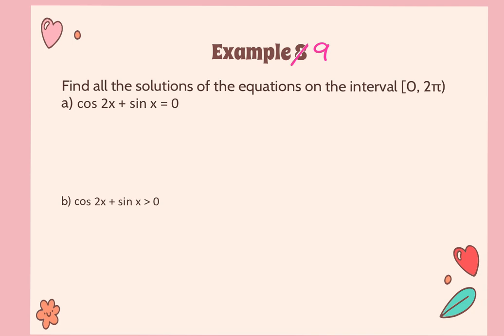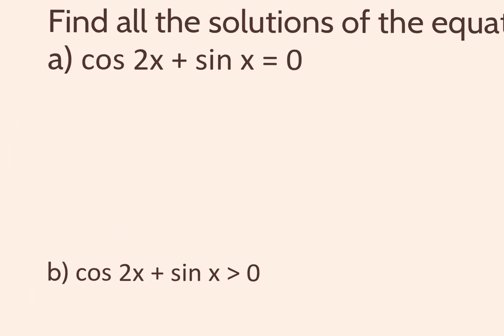All right, so now example 9 says find all the solutions of the equation on the interval 0 to 2 pi. So again, it gives you the interval. Now A has a combination of cosine 2u and sine. I hope at that point you don't try to do a double angle, I mean a multiple angle, because there are 2 trig functions. We can't solve like that.